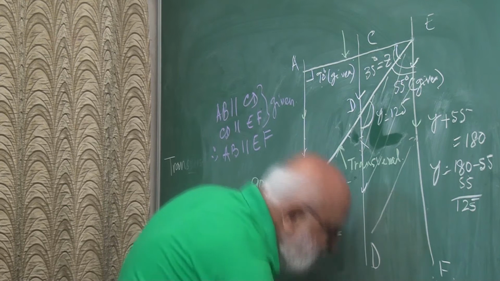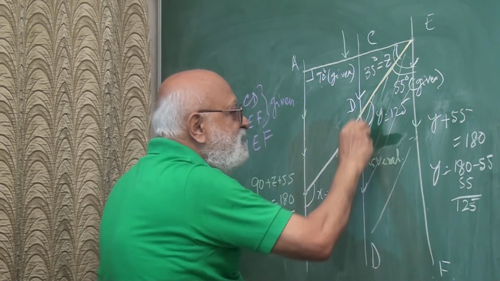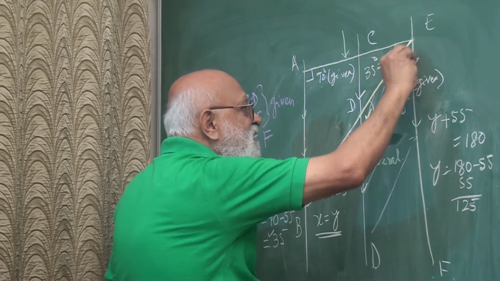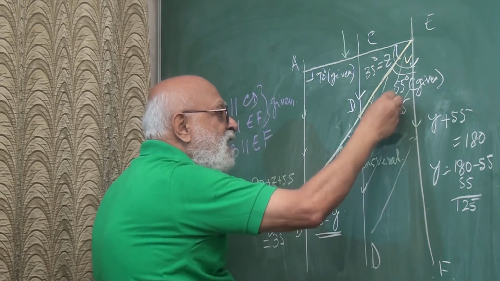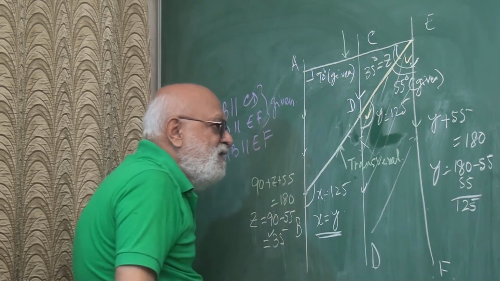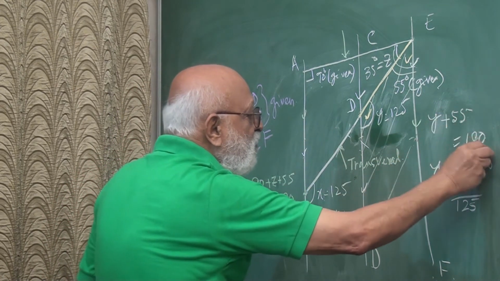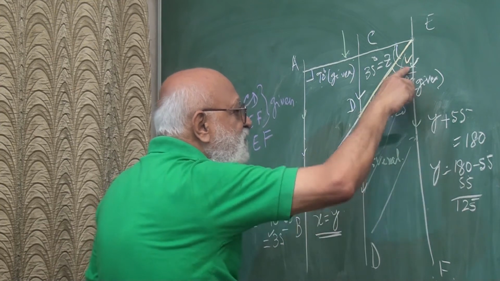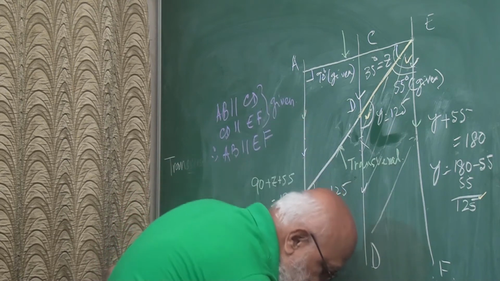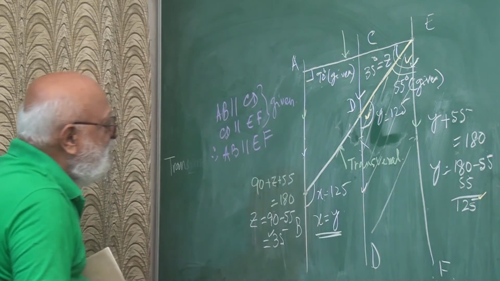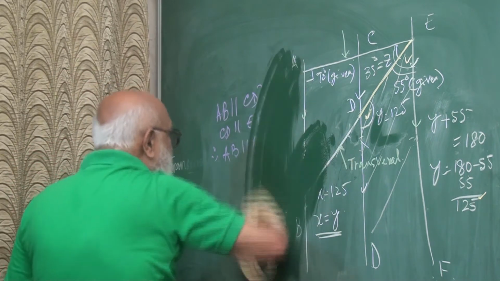Then we have taken these two parallel lines and this line as a transversal, and we have said this angle plus this angle are supplementary because they are on the same side of the transversal and they are consecutive angles. So we have proven Y plus 55 is equal to 180. From there we have got this angle. So even though this looks a little bit complicated, it is very easy to solve. So let us now go to the next.